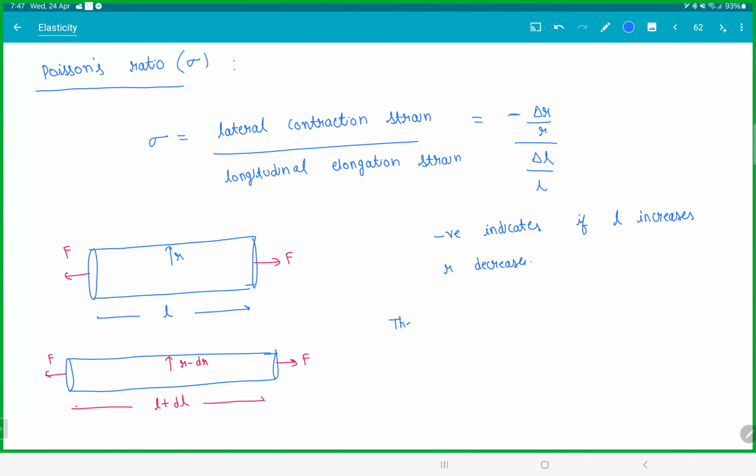So theoretically, the value of sigma goes from 0.5 to -1. It's a theoretical value. But practically, negative values are not acceptable. Because what is the meaning of a negative value? You increase the length, you also increase the radius. It can't happen. So the practical value is somewhere around 0.4 to 0.2, in that range. Getting it? So sigma lies between 0.2 and 0.4.